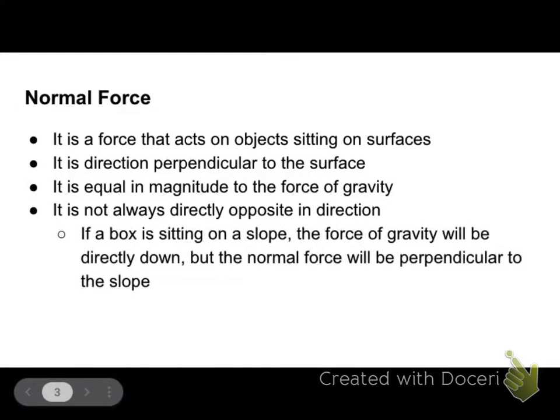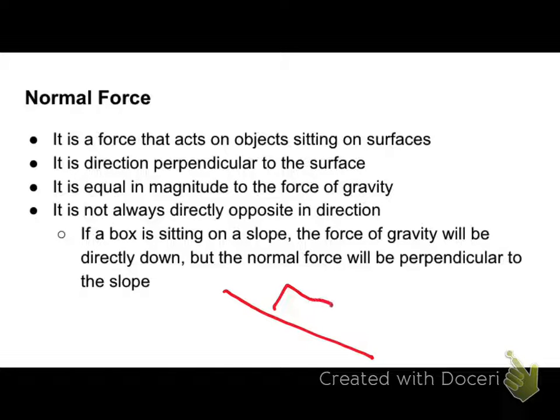Okay? Think of a box sitting on a slope. The force of gravity is pulling downward, but the normal force will be perpendicular to the slope. So think you have your slope like this, you have your box sitting on the slope. The force of gravity pulls down on the box like this, but the normal force would be in this direction. So in this case, only the y component of the normal force would be in the opposite direction to the force of gravity.